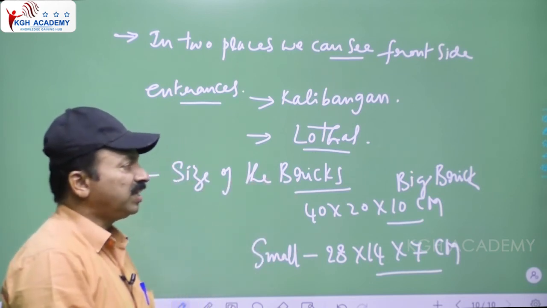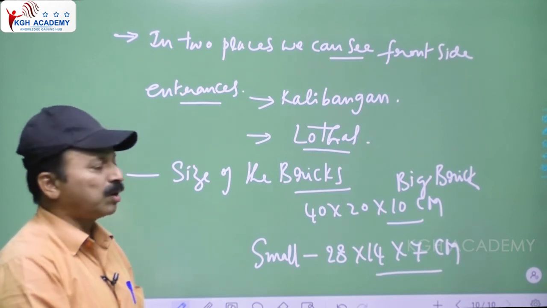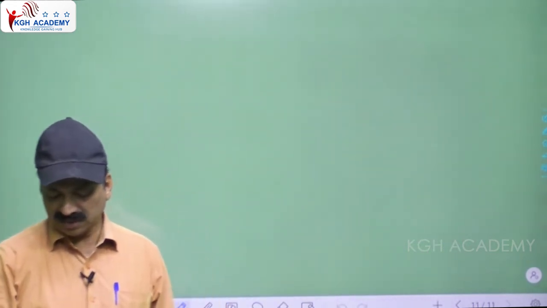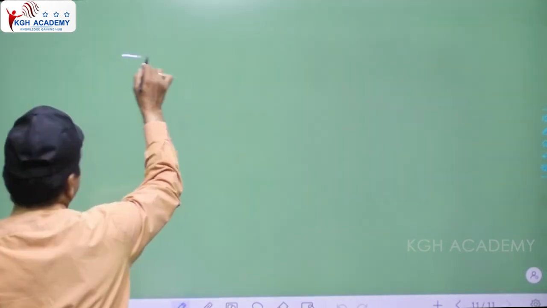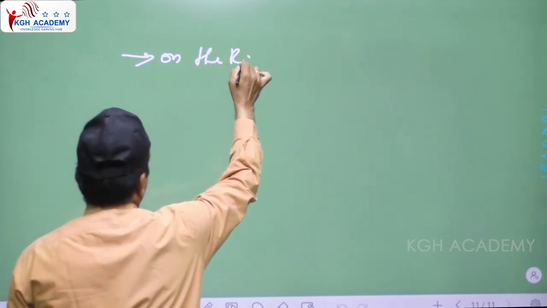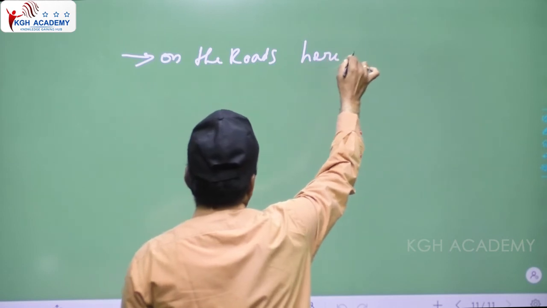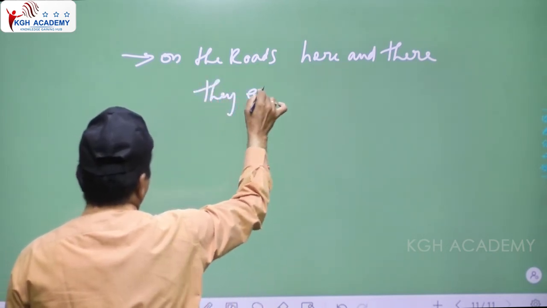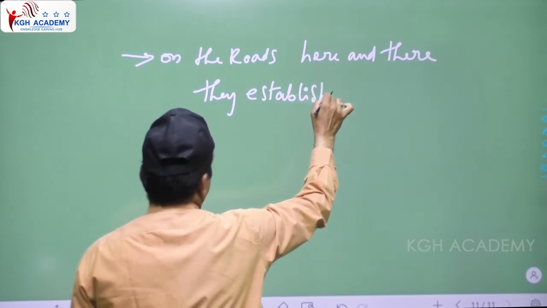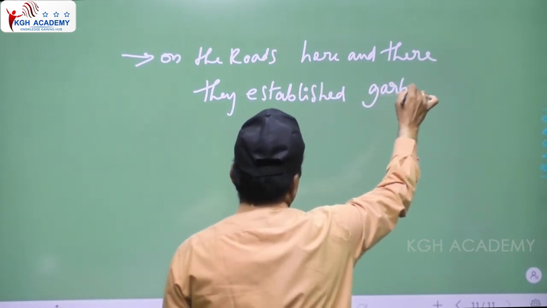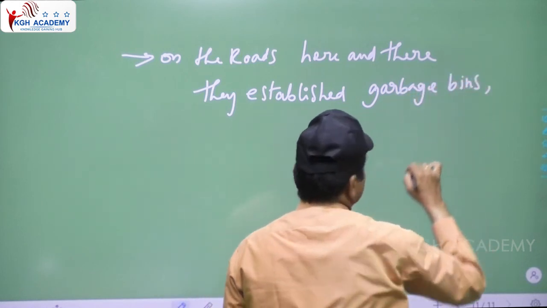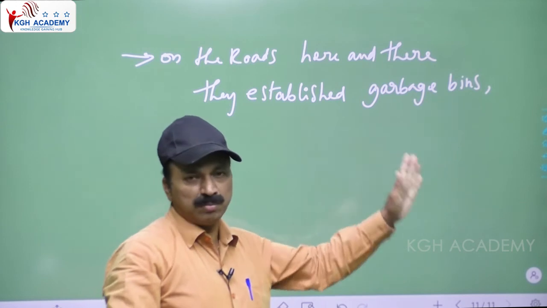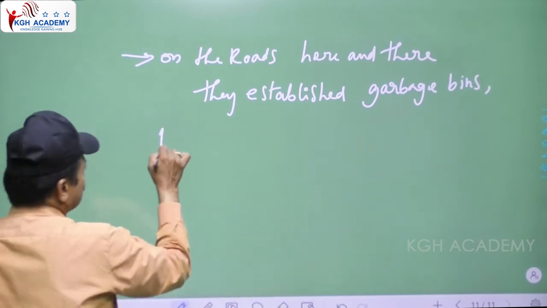Next one. Here and there they established lamp posts and garbage bins on the roads. Garbage bins were established by them because they maintained sanitary conditions well. That is one of the important points. Lamp posts were also established by them, so that during the night hours people can move. Today we have street lights; during that time, lamp posts.